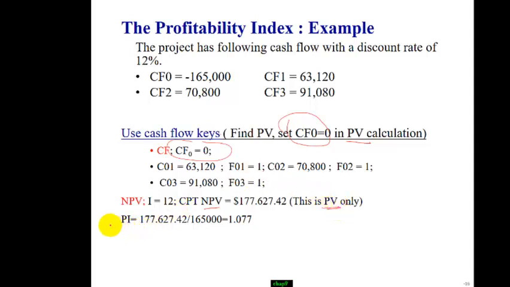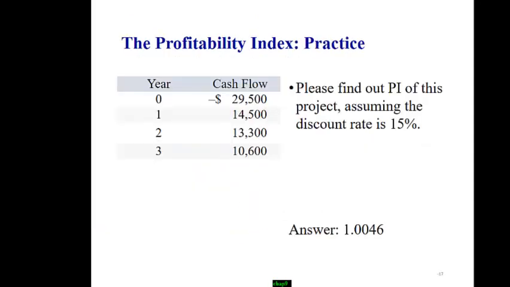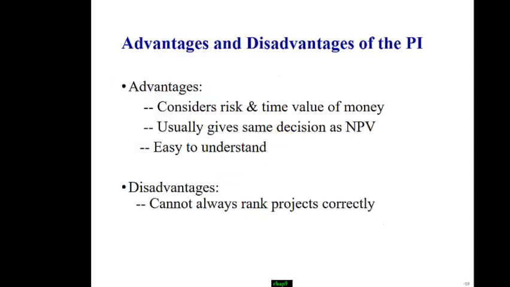Lastly, you have to do one more calculation. Use the NPV we got and divide by the initial outflow. Again, we verify the same 1.077. Does it make sense? I want you to pause and practice this example. PI is very close to NPV, so it shares the common features of net present value, which is to consider risk and the time value of money, and normally gives us the same recommendation.